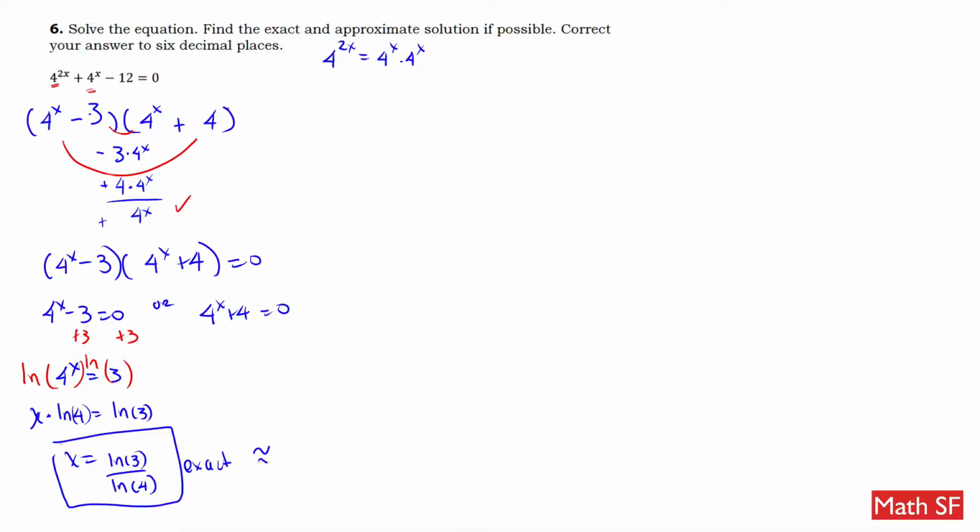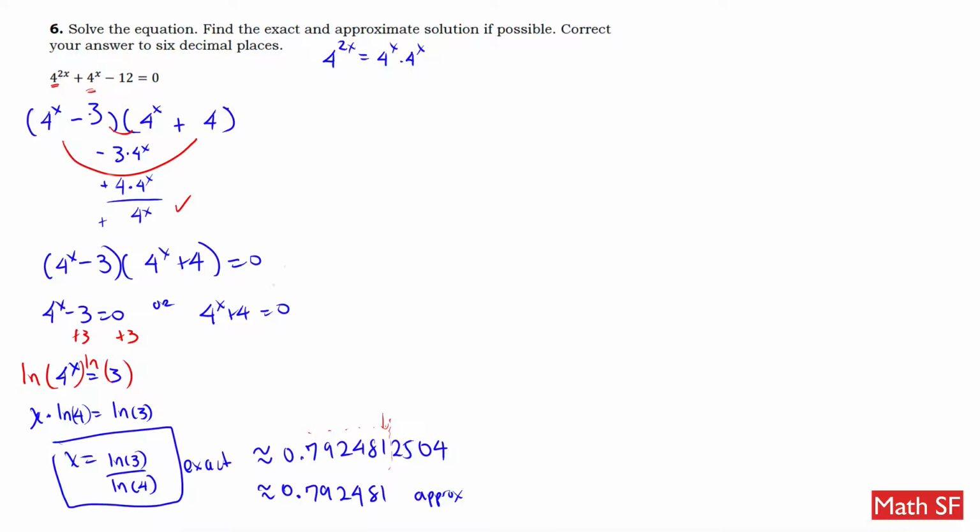So I use my calculator, and that gave me 0.7924812504. It's a lot of digits, but remember that it says only correct your answer to 6 decimal places. So let's see, 1 2 3 4 5 6 right here. So this will be approximately 0.792481. That will be my approximate answer.